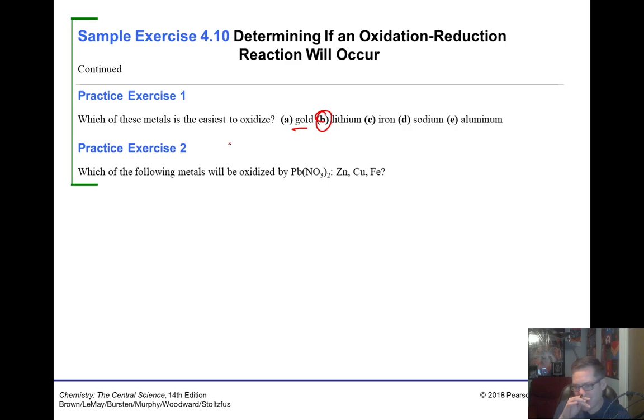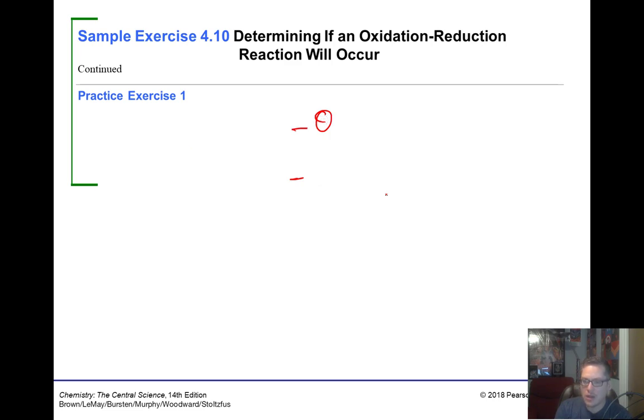All right, which of the following metals will be oxidized by lead nitrate? So this is what's in solution. We want to see which of these three things, could be one, two, or all three of them, will be oxidized. Essentially what we're doing is looking at our activity series, and anything that's above the lead on the activity series will be oxidized.